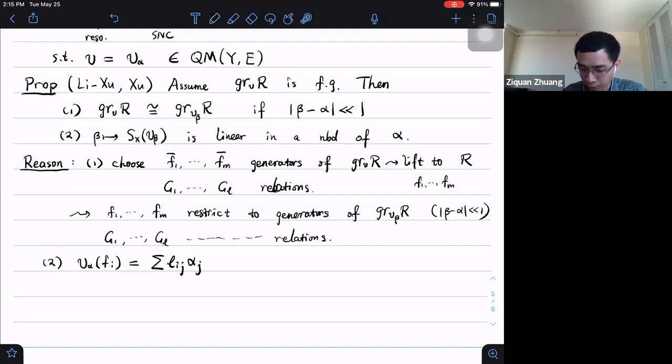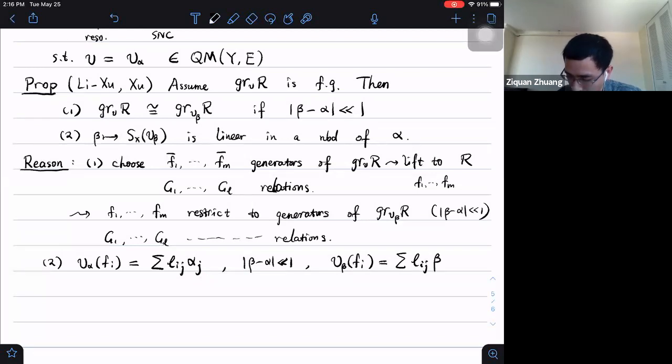Because I assume that these weights are linearly independent, there's a unique monomial that achieves this weight. Okay, so then if I perturb my weight a little bit and look at the value of the same function using my new weights, then the same monomial will account for this smallest weight, if the perturbation is small enough. So I'll get the same linear combination, but I just have to change the weights from alpha to beta.